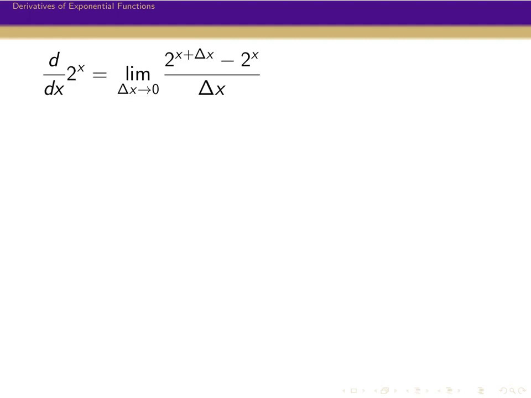So looking at this, in the top, we have 2 to the x plus delta x up here minus 2 to the x. And so out of this top here, we can factor out a 2 to the x out of both terms, right? So this 2 to the x plus delta x, we can think about that as being 2 to the x times 2 to the delta x.